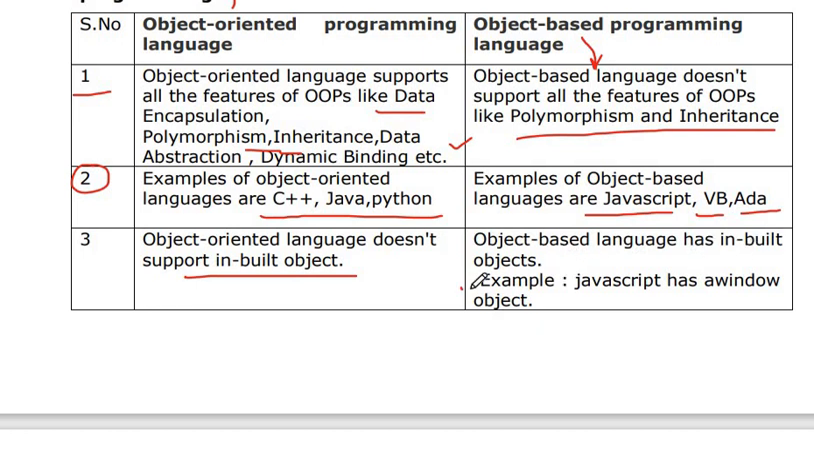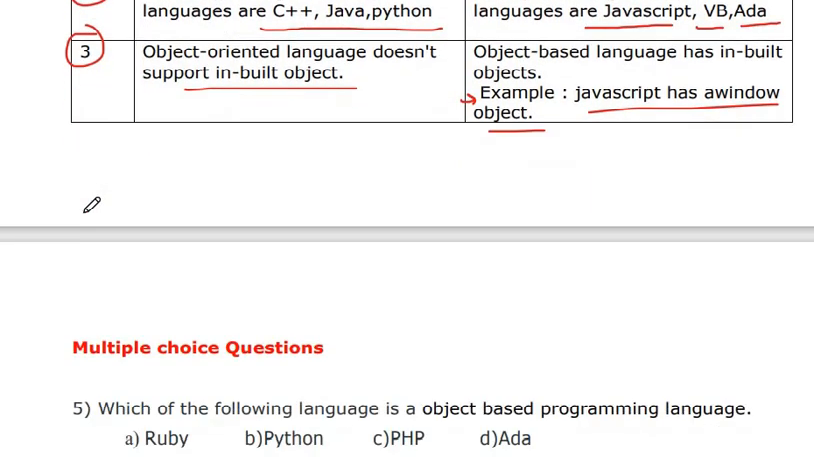For example, JavaScript has a window object. JavaScript supports not only a window object, it supports many objects, but the window object is one of them. Now, this is the third difference between object-oriented programming language and object-based programming language. Now let us go to the next page.